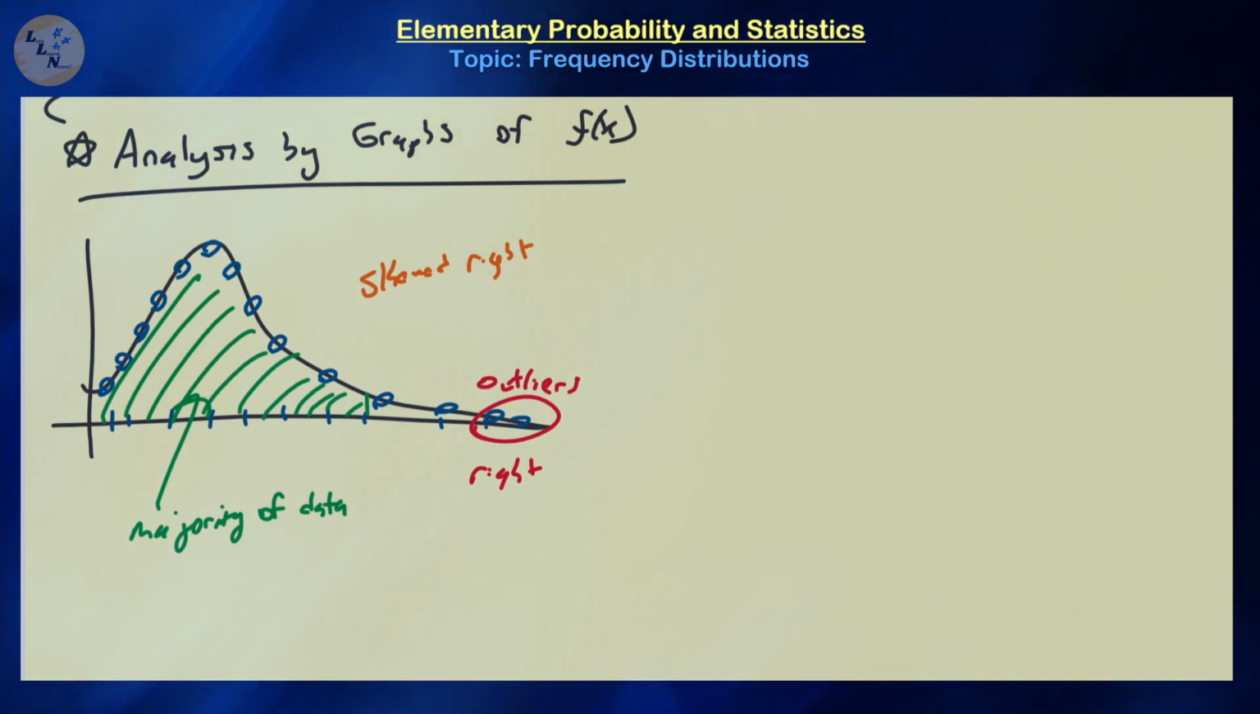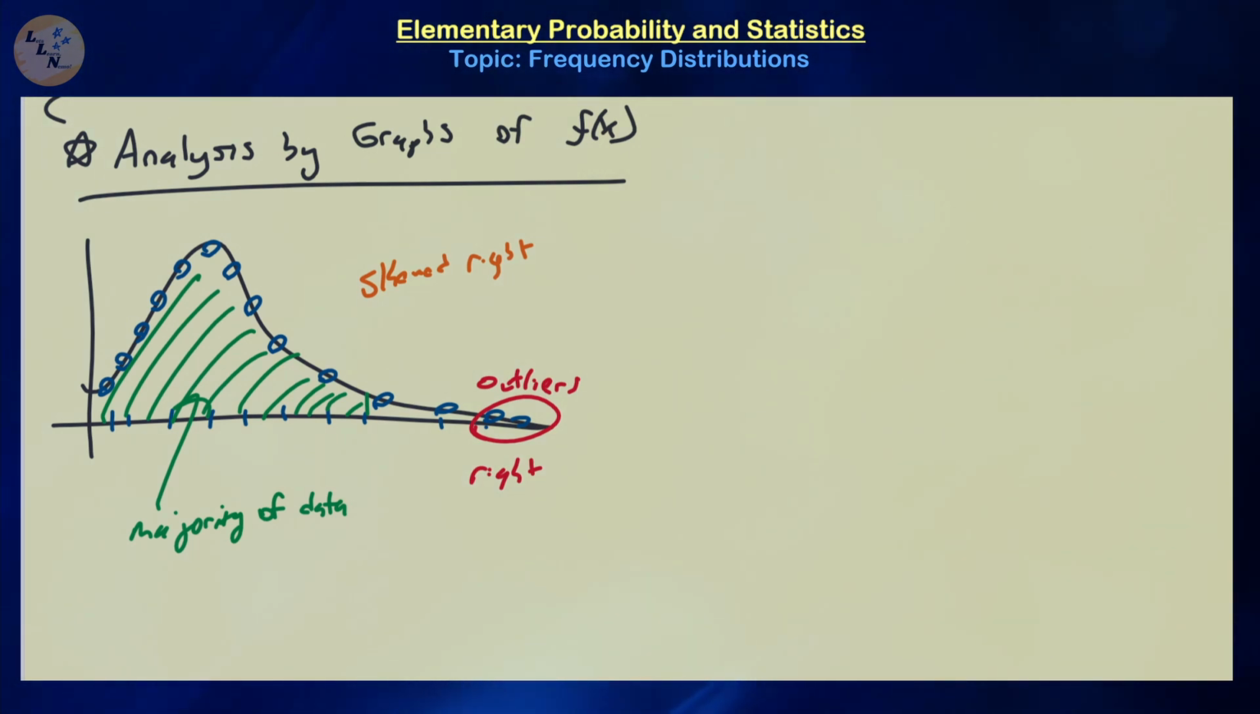So without graphing, is it possible to determine whether the data appears to be slightly skewed right or skewed left, or maybe relatively symmetric in the center? The answer is yes. So remember, there are two measures of central tendency that we can calculate quickly from the frequency distribution. We can calculate the median and the arithmetic mean.